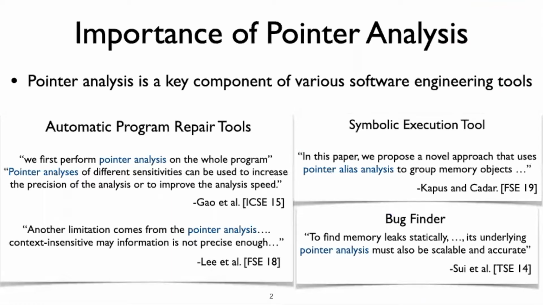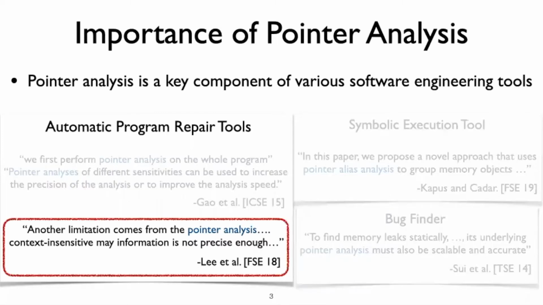Pointer analysis is a fundamental program analysis technique which plays a key role in various software engineering tools. For example, it is widely used in automatic program repair, bug finders, and symbolic execution tools. The performance of these tools heavily depends on the quality of the underlying pointer analysis. For example, a program repair tool cannot repair programs properly if the underlying pointer analysis is imprecise.